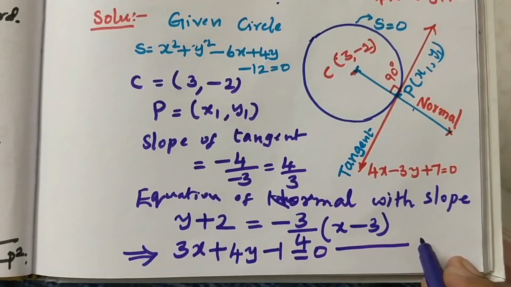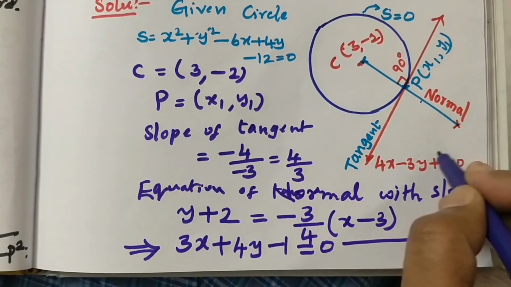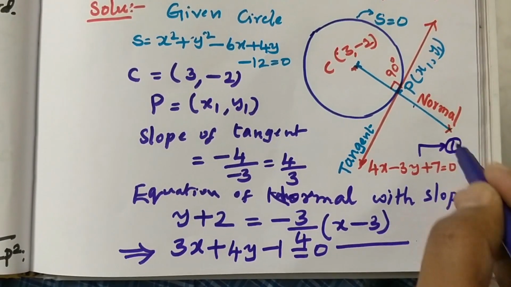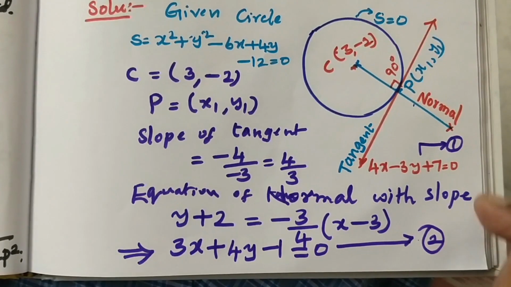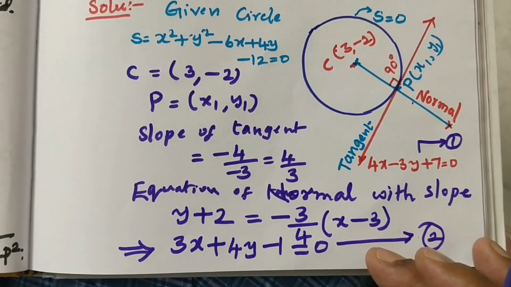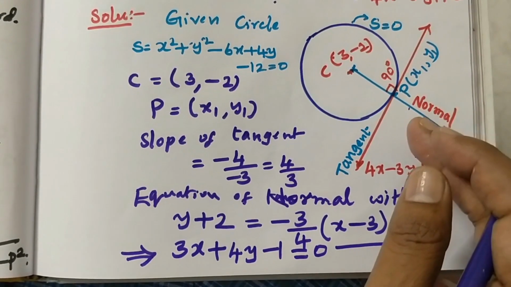Okay. Suppose this one is equation 1 and this one is equation 2. By solving equations 1 and 2, you get the point P, which is the point of contact of the circle and the tangent.